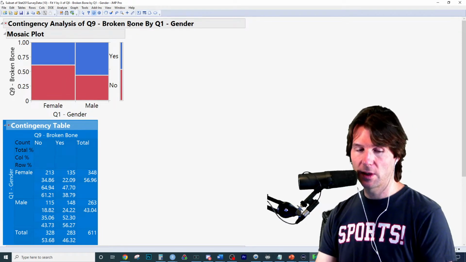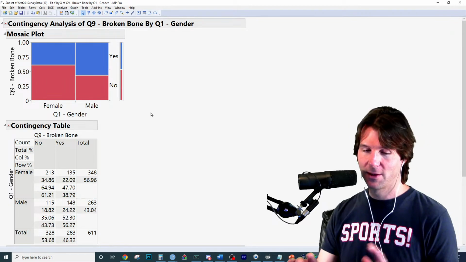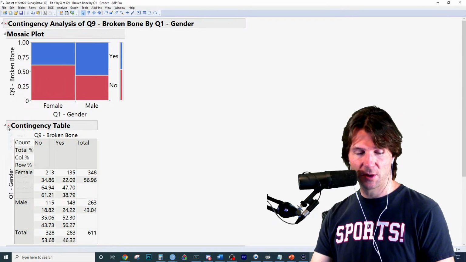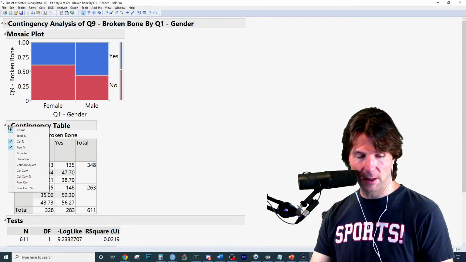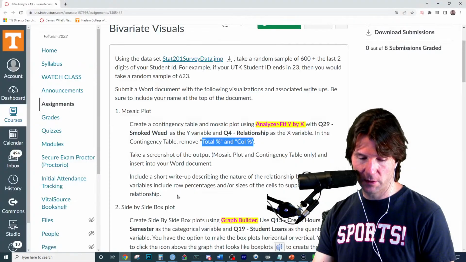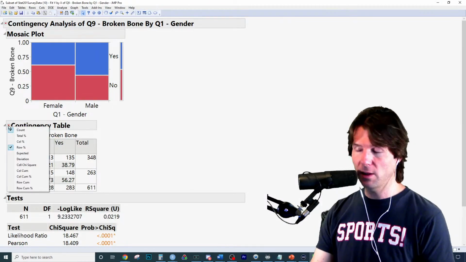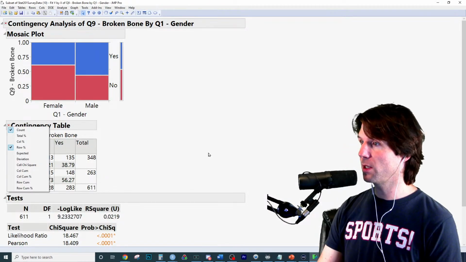Got to remember the order, Brian. Before doing this, remove the variables. Sorry, everyone. Remove the variables, total, and was it column percent? Let me double check the instructions. Total and column percent. You can remove those right here by clicking the red arrow. Hold on, you're lost. I'll slow down.